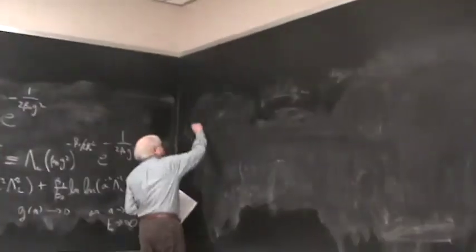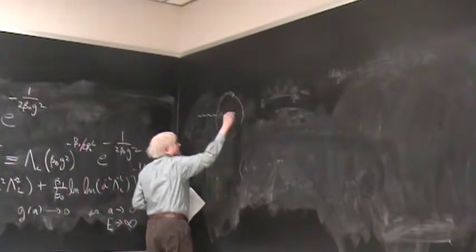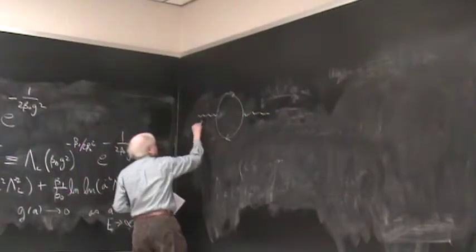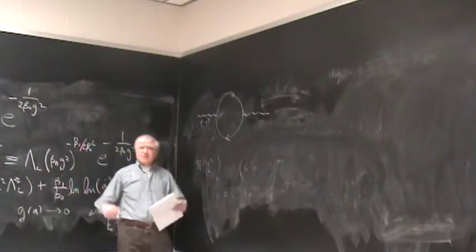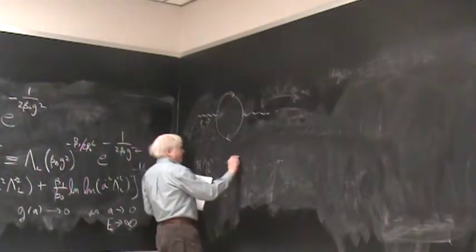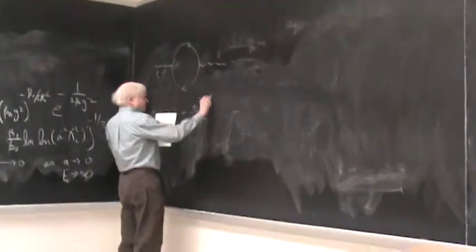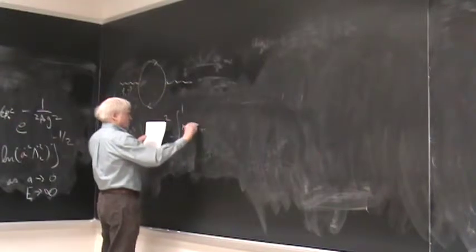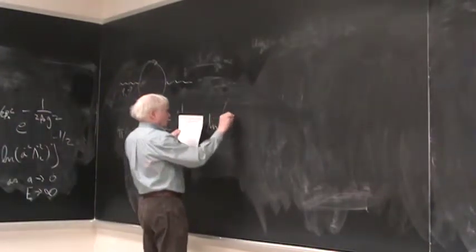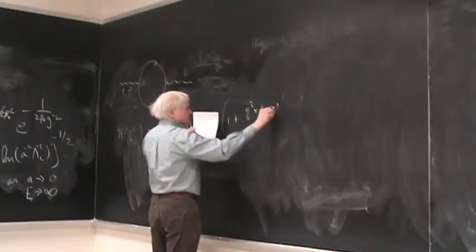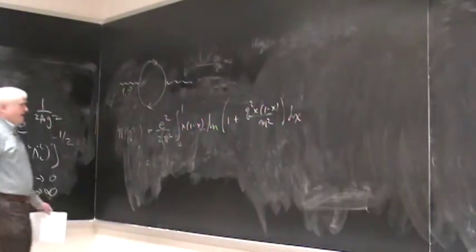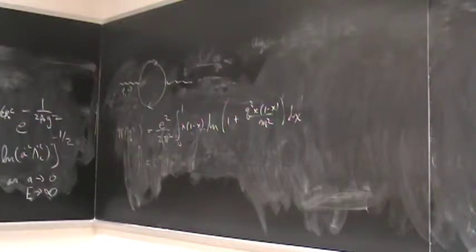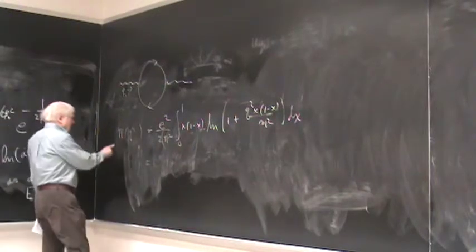Okay, so let's recall that we did vacuum polarization last time. Q is this momentum going that way. And what we found was chi of Q squared, after we used dimensional regularization and so forth, is e squared over 2 pi squared, integral from 0 to 1 of x(1 minus x) log(1 plus Q squared x(1 minus x) over m squared) dx. Okay, so what's going on here? Well, pi is dimensionless.